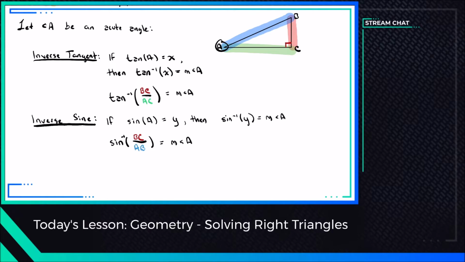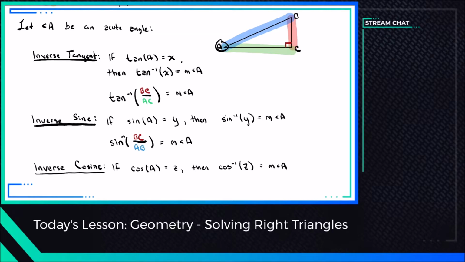And then finally, we can have our inverse cosine. Which is going to be just like sine, just like tangent, except now we're using a cosine. So if the cosine of A is equal to z, then the inverse cosine, written as cosine with a -1, of z is equal to the measure of angle A.